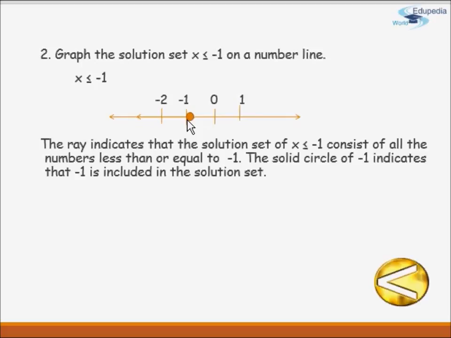On the other hand, if it were only x is less than -1, we would make an open circle over here, the hollow circle, without it being filled up and without any solid filling in between it. Now let's look at another example.